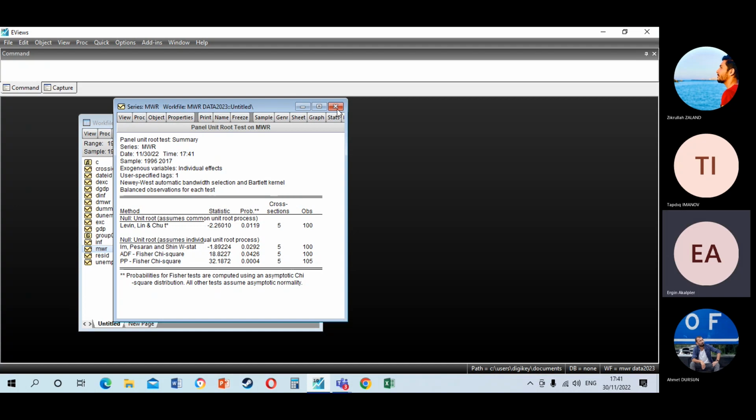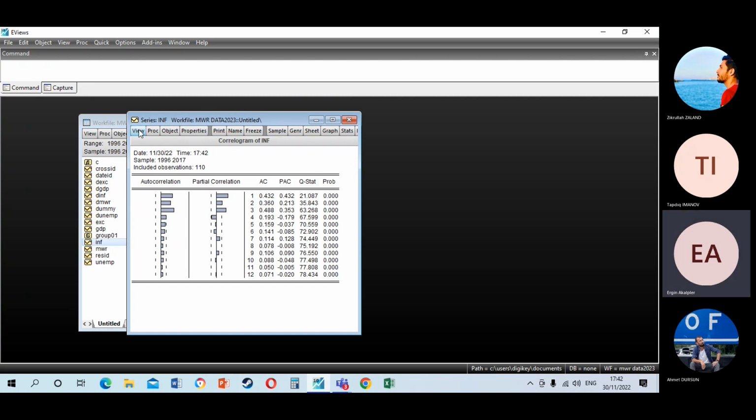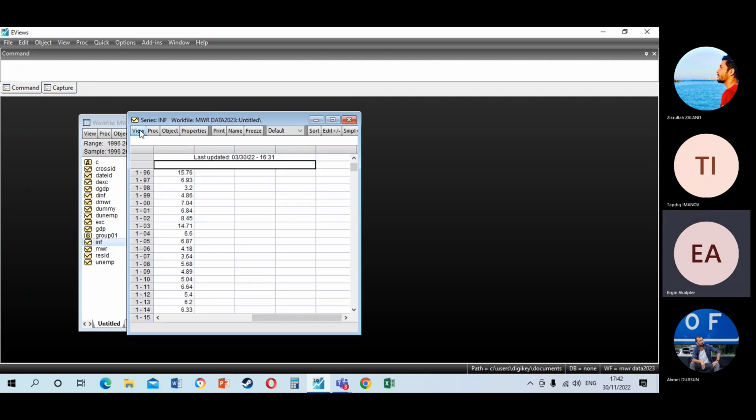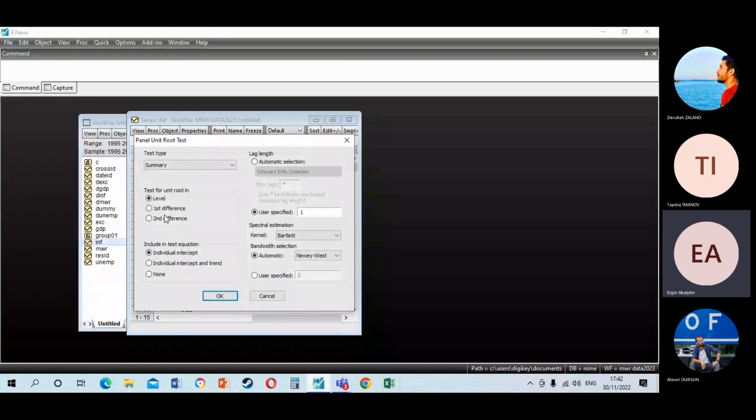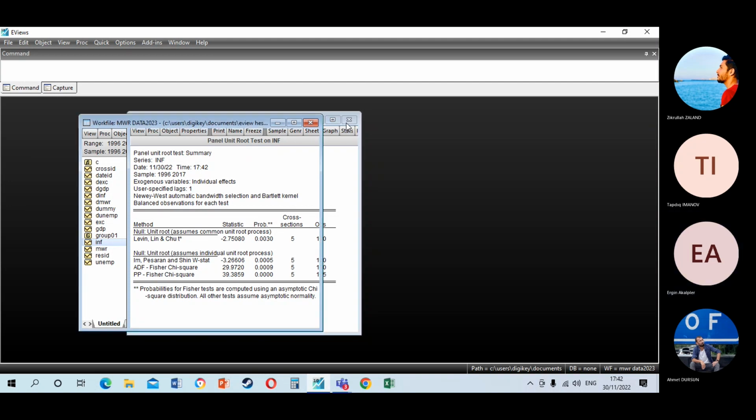Then we try the other parameters, inflation. We're going to unit root. Again, try it. Here the inflation is satisfied, as you see. Then at level the inflation is satisfied. It's good. Then we don't have a problem with this. Of course, the statistics are not very well.